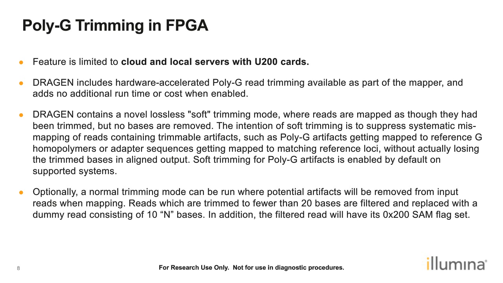If you're aware, the two-color chemistry systems sometimes result in some samples where there is a Poly-G artifact, where really the side effect of that Poly-G is that it results in systematic mismapping of reads. And what that does is, you have these Poly-G artifacts getting mapped to reference G homopolymers.